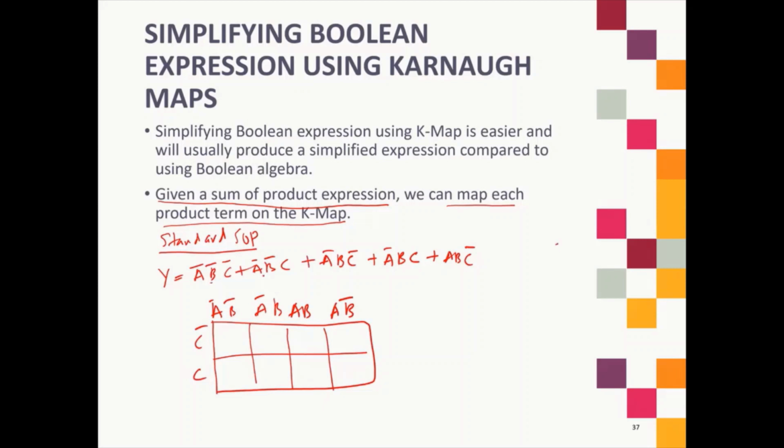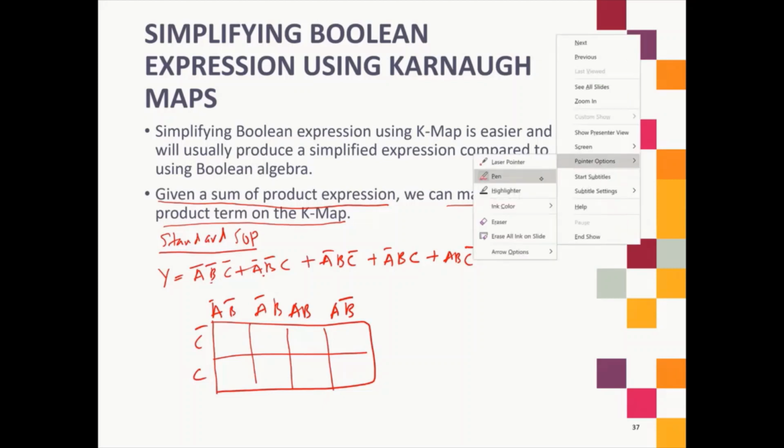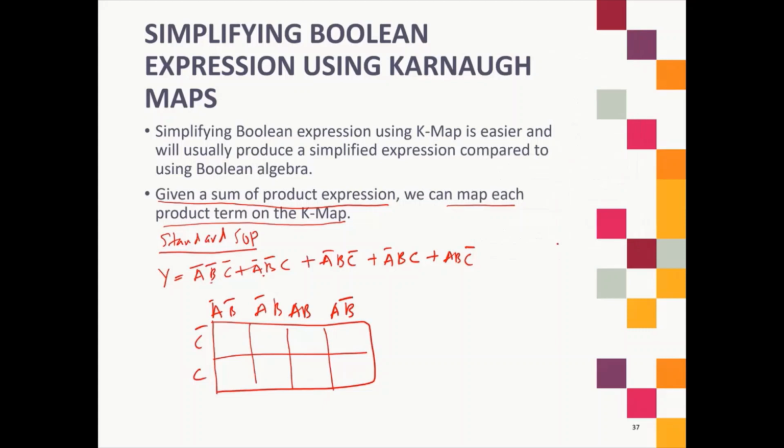For example, for the first product term, we have A bar, B bar, C bar. So this is the cell that represents the first product term. The second product term, A bar, B bar, C. This is the cell for the second product term. The third product term, A bar, B, C bar. The fourth product term is A bar, B, C. And the last product term is A, B, C bar. So we complete mapping the values.